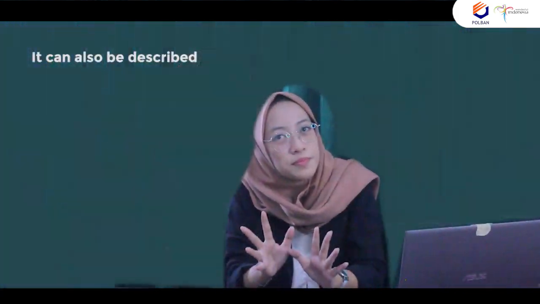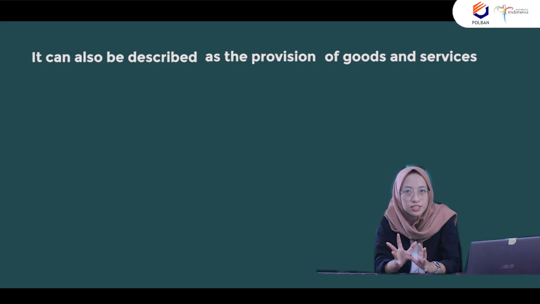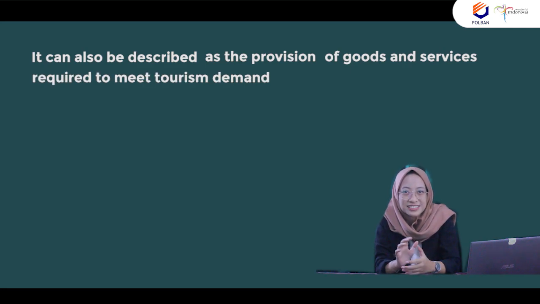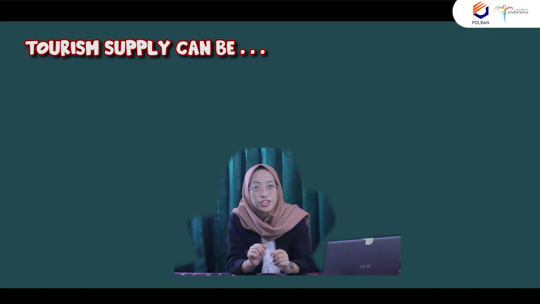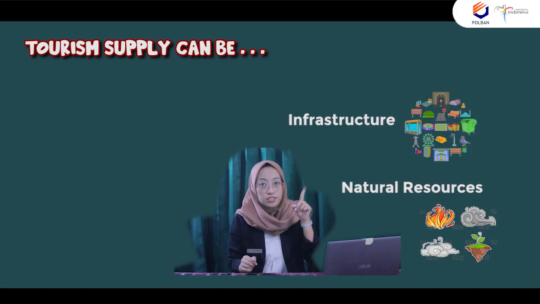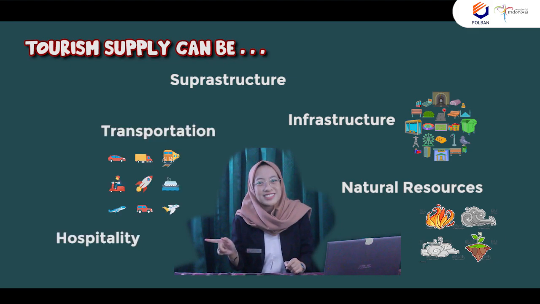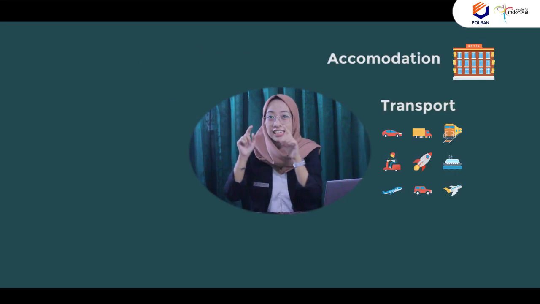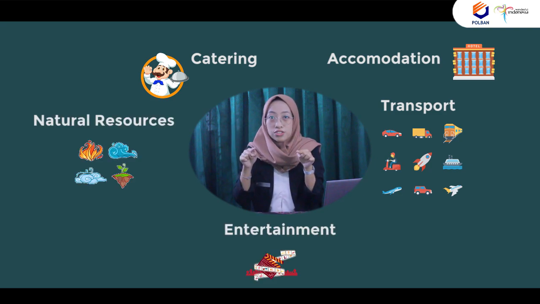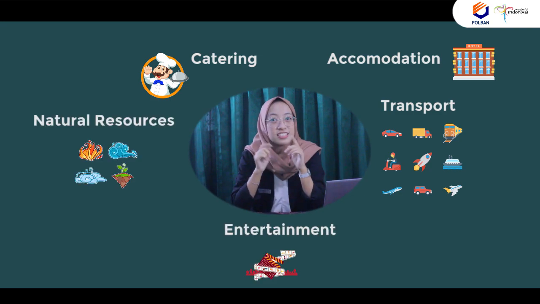Of course, this supply must refer to anything that could satisfy the needs and wants of travelers. It can also be described as the provision of goods and services required to meet tourism demand. In this case, tourism supply can be natural resources, infrastructure, superstructure, transportation, and hospitality resources. It is a composite product involving transport, accommodation, catering, natural resources, entertainment, and other facilities and services such as shops, banks, travel agents, and tour operators.